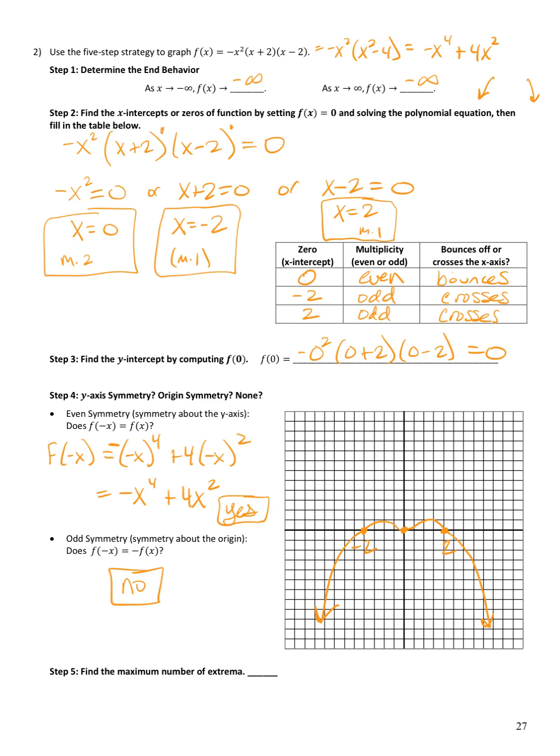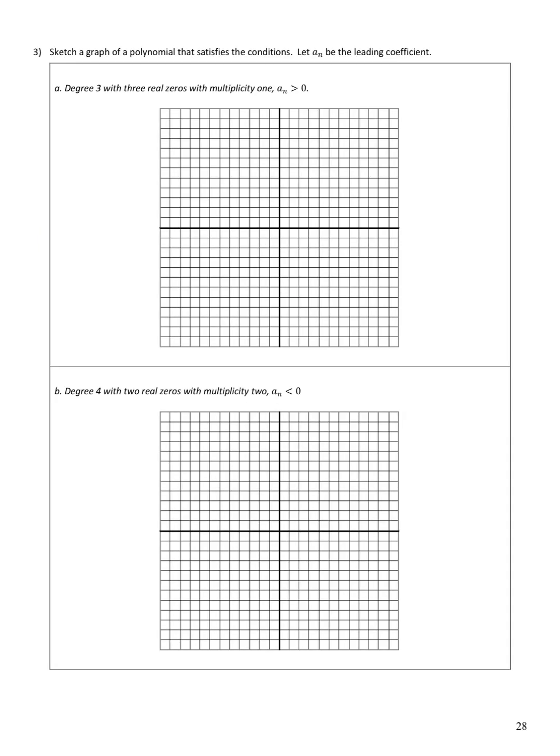Oh, find maximum number of extrema. It's degree 4, so the maximum number of extrema is 3, and that fits: 1, 2, 3 extrema. Number 3, sketch a graph of a polynomial that satisfies the conditions. So it's got to be degree 3 with 3 real zeros. Each one has multiplicity 1, and it has a positive leading coefficient.